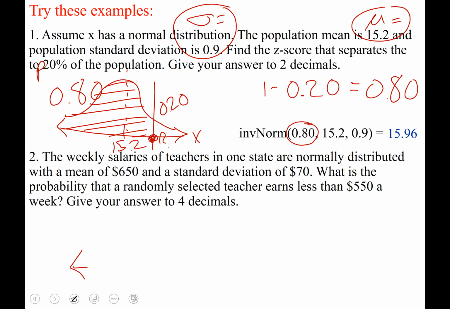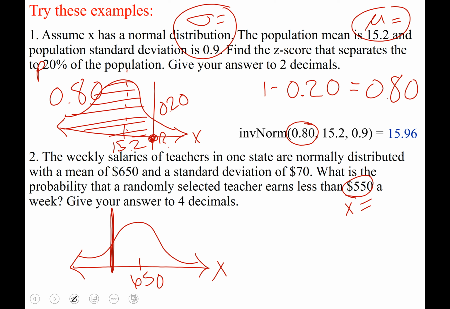This question here, we have a mean of 650, x values, standard deviation of $70, probability that a randomly selected teacher earns less than $550 a week. That's an x value. So they're telling us make that vertical cut at $550. Less than that would be here. And so this area is what we are trying to find.